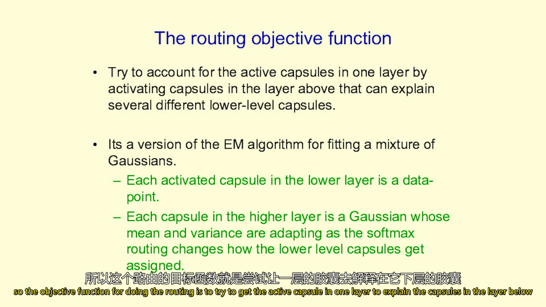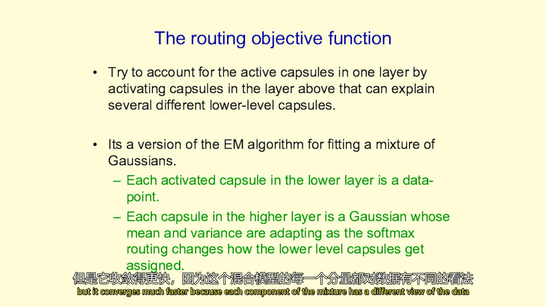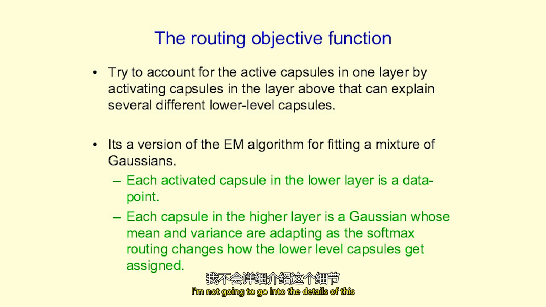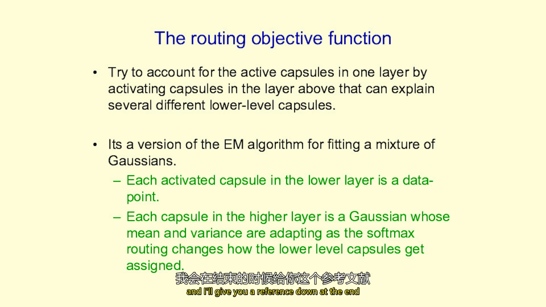So the objective function for doing the routing is to try to get the active capsules in one layer to explain the capsules in the layer below. What we're doing is actually a version of the EM algorithm for fitting a mixture of Gaussians to data, but it converges much faster because each component of the mixture has a different view of the data, and that breaks symmetry very strongly. I'm not going to go into the details of this. All the details are in a published paper that was in ICLR in 2018. I'll give you a reference to that at the end.